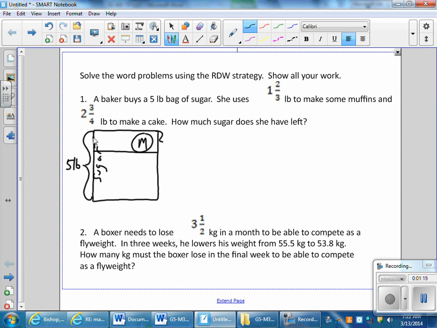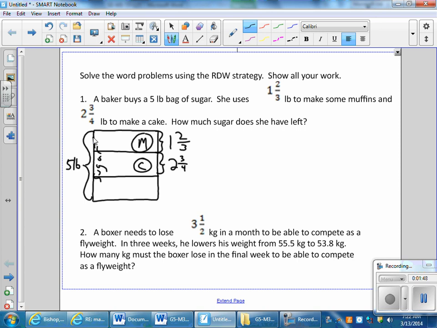Muffins, 1 2/3. She uses a little bit more than that to make cake. She uses 2. I'm going to make the space a little bit bigger and label it with a C for cake. She's using 2 3/4. The clearer I can make my drawing, the easier this becomes.